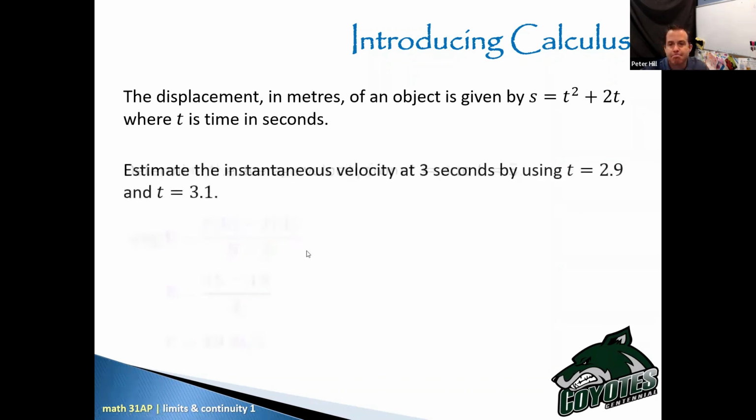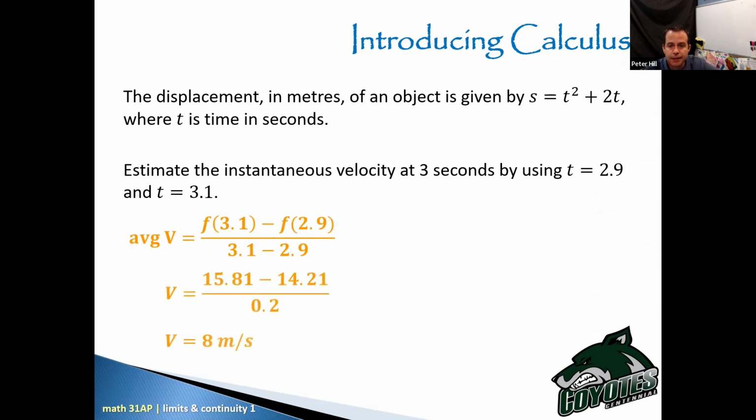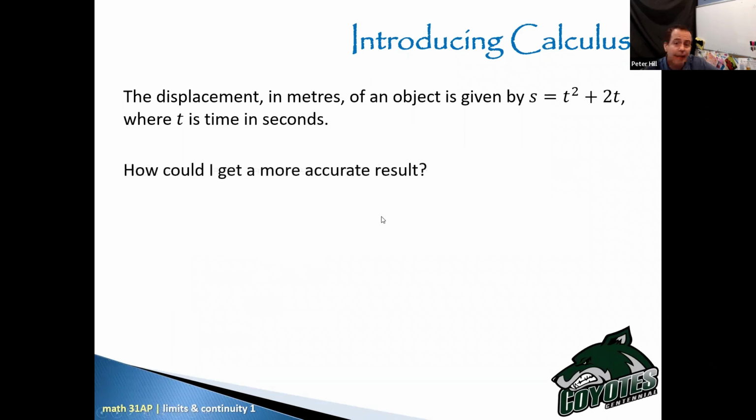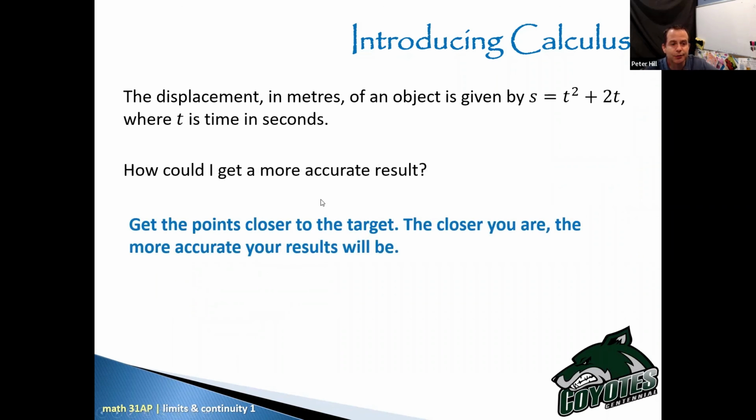Now it says estimate the instantaneous velocity at 3 seconds by using t equals 2.9 and t equals 3.1. I'm doing the same thing. I'm going to find the y value at 2.9 and the y value at 3.1, and plug them into the slope formula. Nothing's really changed, except the 2 points I'm using are really, really close to 3. So that's going to give me a good estimation of the instantaneous velocity at t equals 3. When I do the math, I end up with 8 meters per second. How could I get a more accurate result? Essentially, go closer. The closer you can get to your target, the more accurate your results will be.